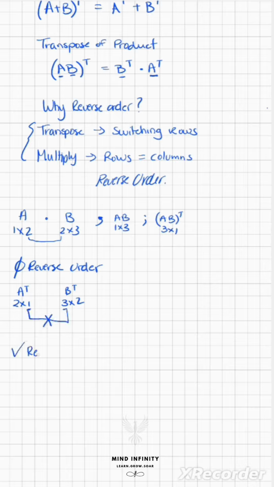And then here, if you reverse the order, so B^T first, which is going to give you a 3 by 2, A^T second, a 2 by 1. And if you decide to multiply them, it's going to work as the number of columns of the first is equal to the number of rows of the second. So together, B^T times A^T gives you a 3 by 1, which is the same thing as what we had here.